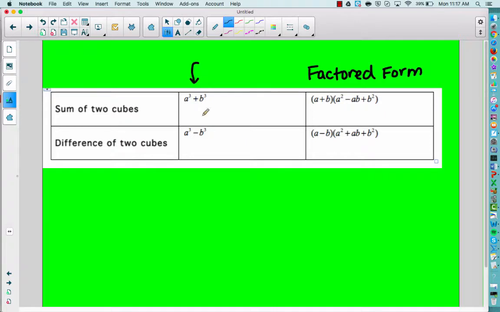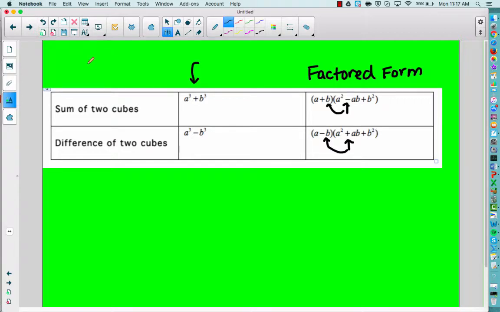In the factored form, you take A plus B times, you square A, you change the sign to negative, you multiply A and B, and then you square B. The difference of cubes is pretty much the same, except it becomes A minus B, and then this term changes to a positive. Notice that it is the opposite of the middle term, and that you're squaring A and B in the trinomial.